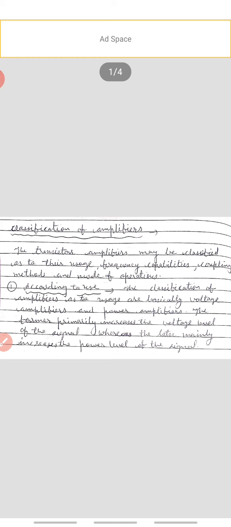How can we classify the amplifiers? The transistor amplifiers may be classified as to their uses, frequency capabilities, coupling methods, and mode of operations. These are the categories. On the basis of these we can classify the amplifiers.